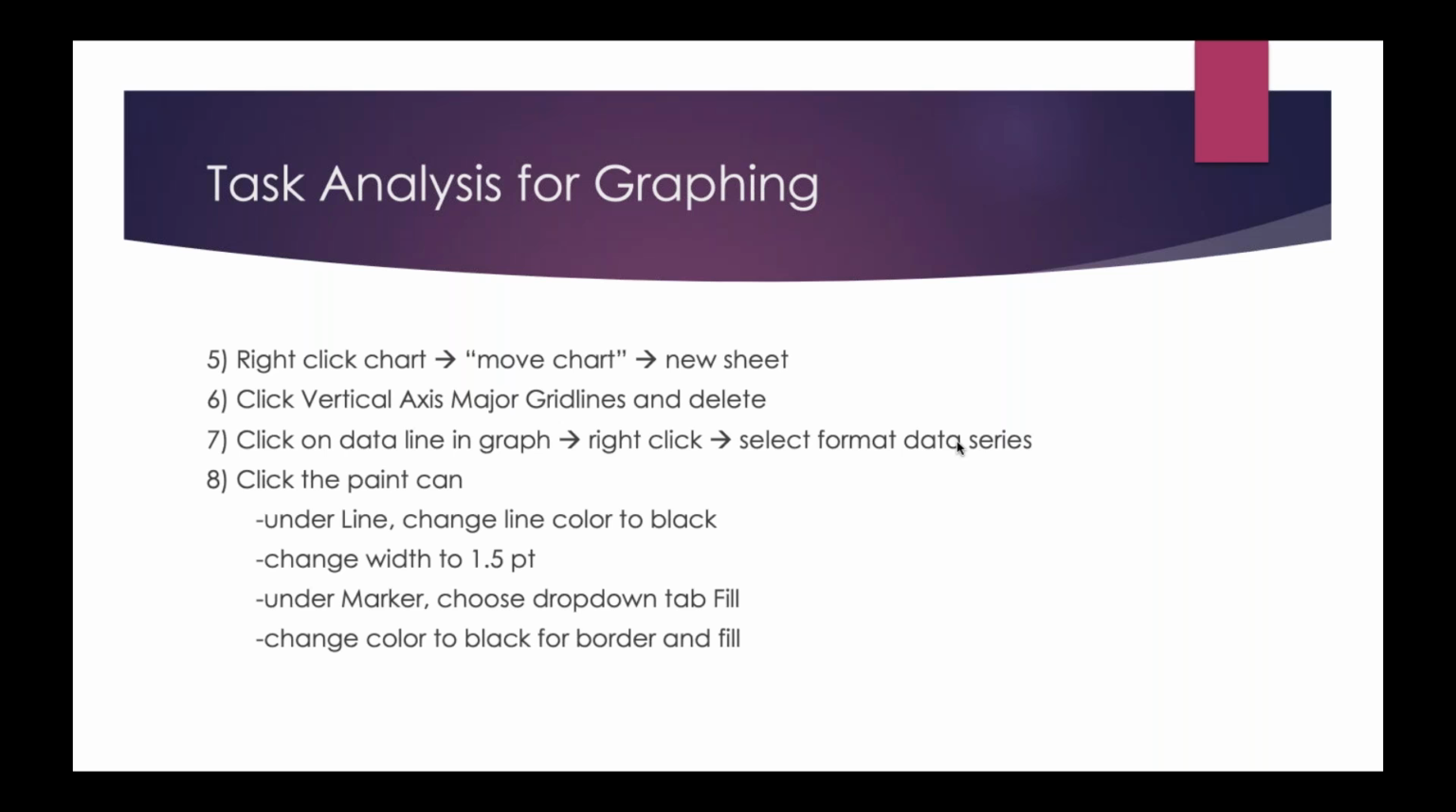Once you do that, you can click on the paint can, and then under the line, you want to change the line color to black, change the width to 1.5, choose your marker from the drop down and then change the color of the marker to black. Another thing that's important when you do this is if when you change the color of the marker to black, you also have to either change the outline of the marker to black or do no outline on the marker.